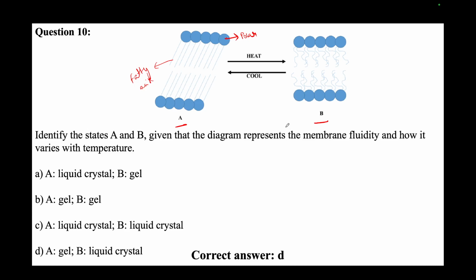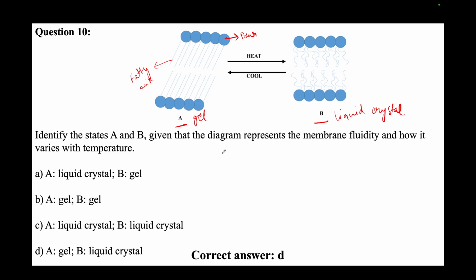So the correct answer is option D. State A is gel and state B is liquid crystal. Okay, liquid crystal. So what is happening? This is gel, or this is the solid crystalline form. Okay, so everything is perfectly ordered.